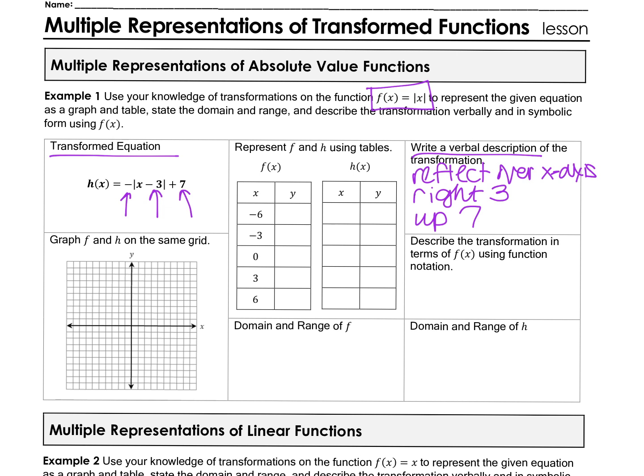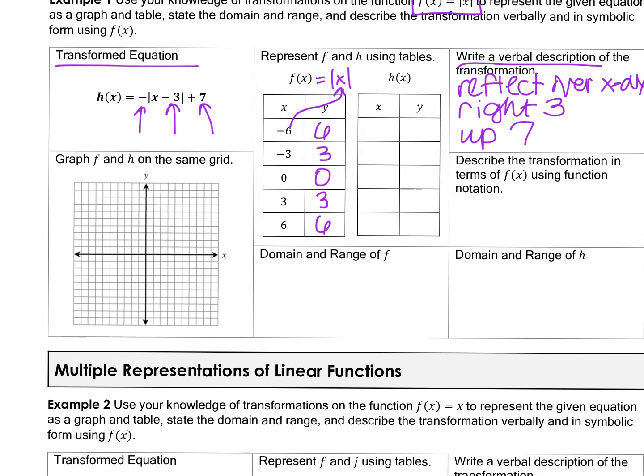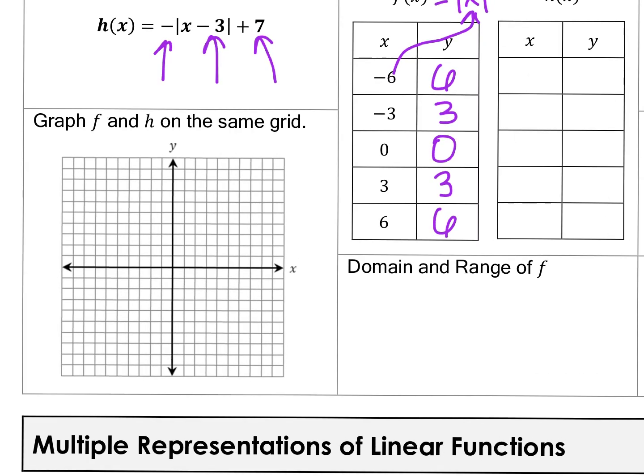So notice we're given a table here for f. Remember, f is the absolute value of x, and we're given some x values. We're going to plug them in to find what y is. So notice they're not the same as what we used on the last couple of lessons, but we can easily plug them in. Absolute value of -6 is 6. Absolute value of -3 is 3. Absolute value of 0 is 0, 3 is 3, and 6 is 6. So those are the points that we're going to be using for our f of x equation, so our parent function. So go ahead and plot them.